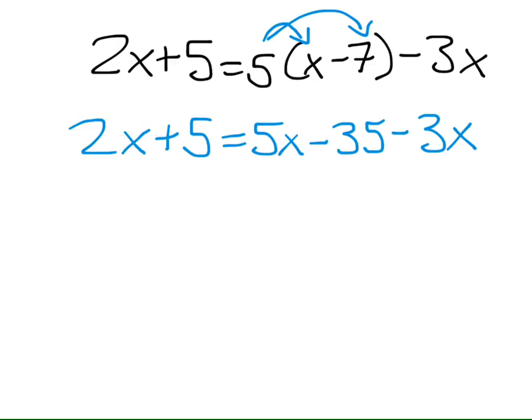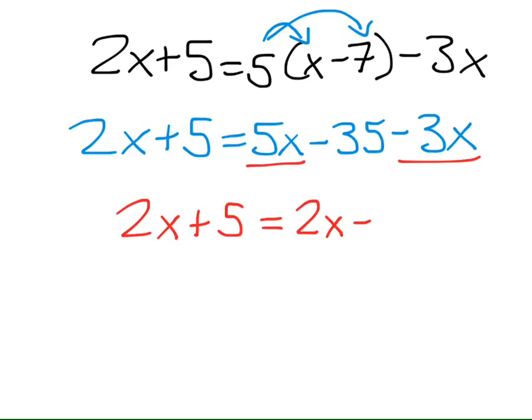Double check that that was your first step. We distributed that 5 to get rid of the parentheses. At this point, there are a lot of different directions you could go, but since I have like terms on the same side of the equal sign, I'm going to go ahead and combine those. You don't have to do that next, but I'm going to because it's going to make the problem a little bit smaller. So the left side stayed the same. I had 5x and I took away 3x, so I'm going to get 2x.